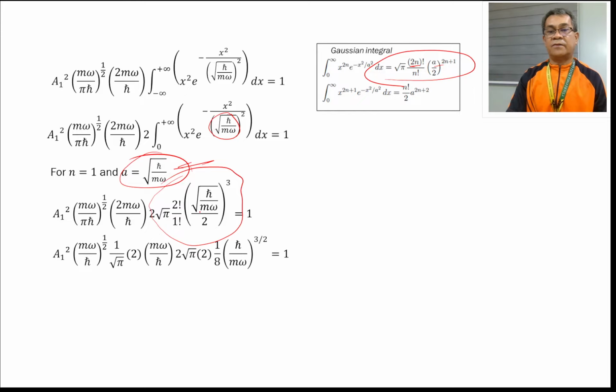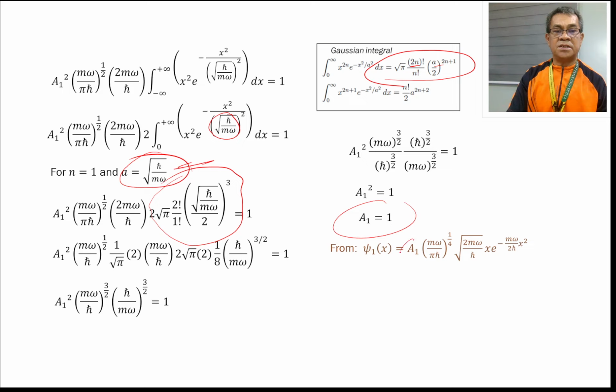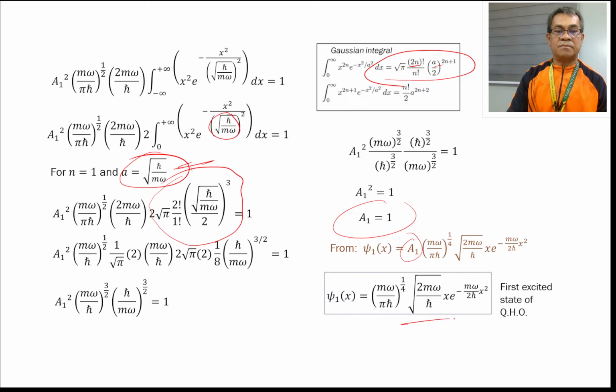So therefore, we simplify, then we can solve for A. And A is just equal to 1. Very consistent. So this is just equal to 1, and we have that. So this is actually our first excited state.